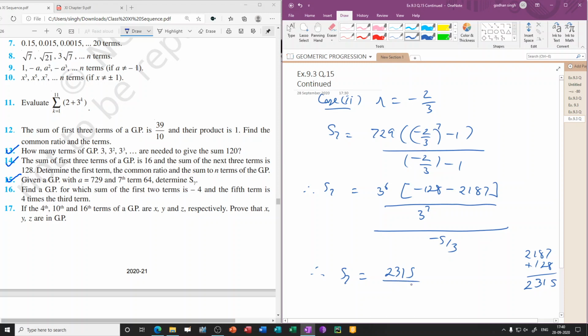2315 over 3 into, and this will be 3 by 5. Why 3 by 5? Because when we move the numerator from the denominator, we'll be getting the reciprocal of this, so it will become 3 by 5. And this minus, already we have discussed that it will be cancelled because 1 minus in the numerator, so minus minus is plus. Now we'll cancel this 3 and this 3, and next we'll divide 2315 with 5, and that will be our final answer.